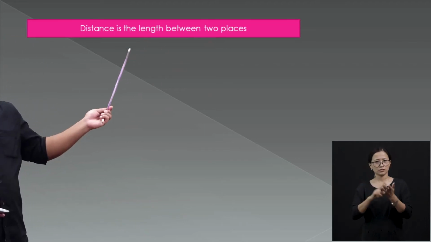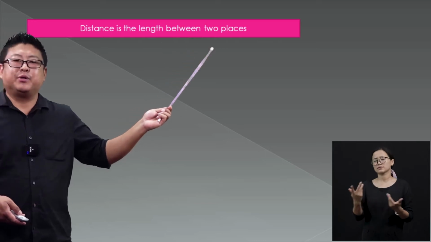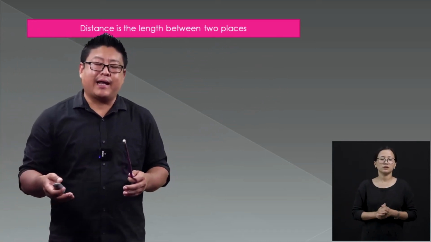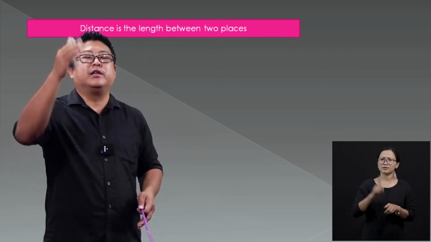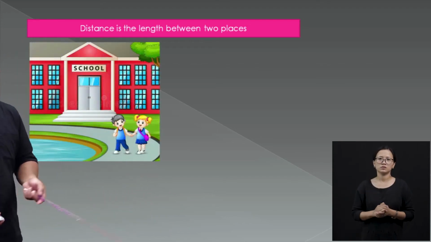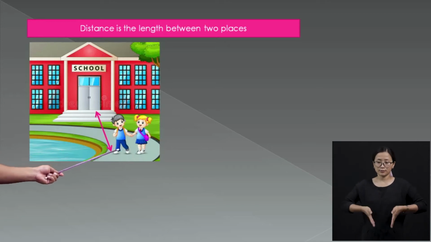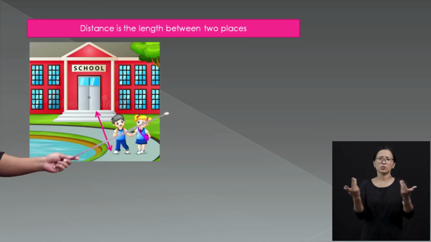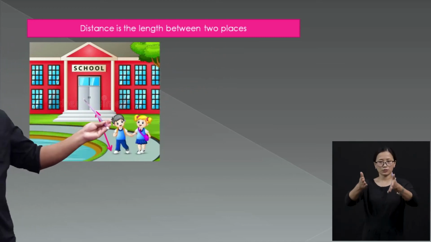Now, we will learn about measuring of distance. Distance is the length between two places. That means the distance can be explained as the length you walk from your house till the school, all right? That will be your distance. Or in this example, you are on the road, and the distance from where you are to reaching the school will be the distance between the two places, the road and the school.